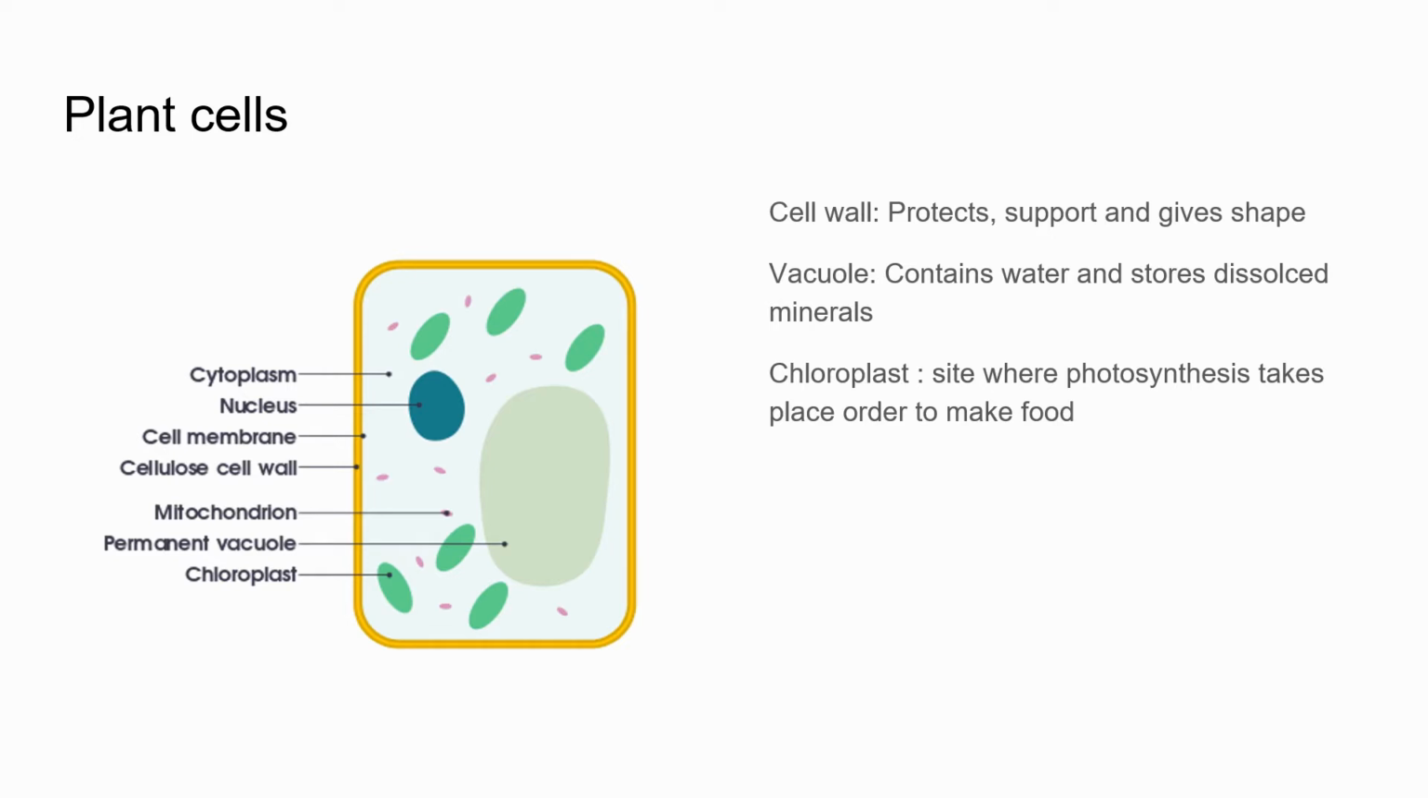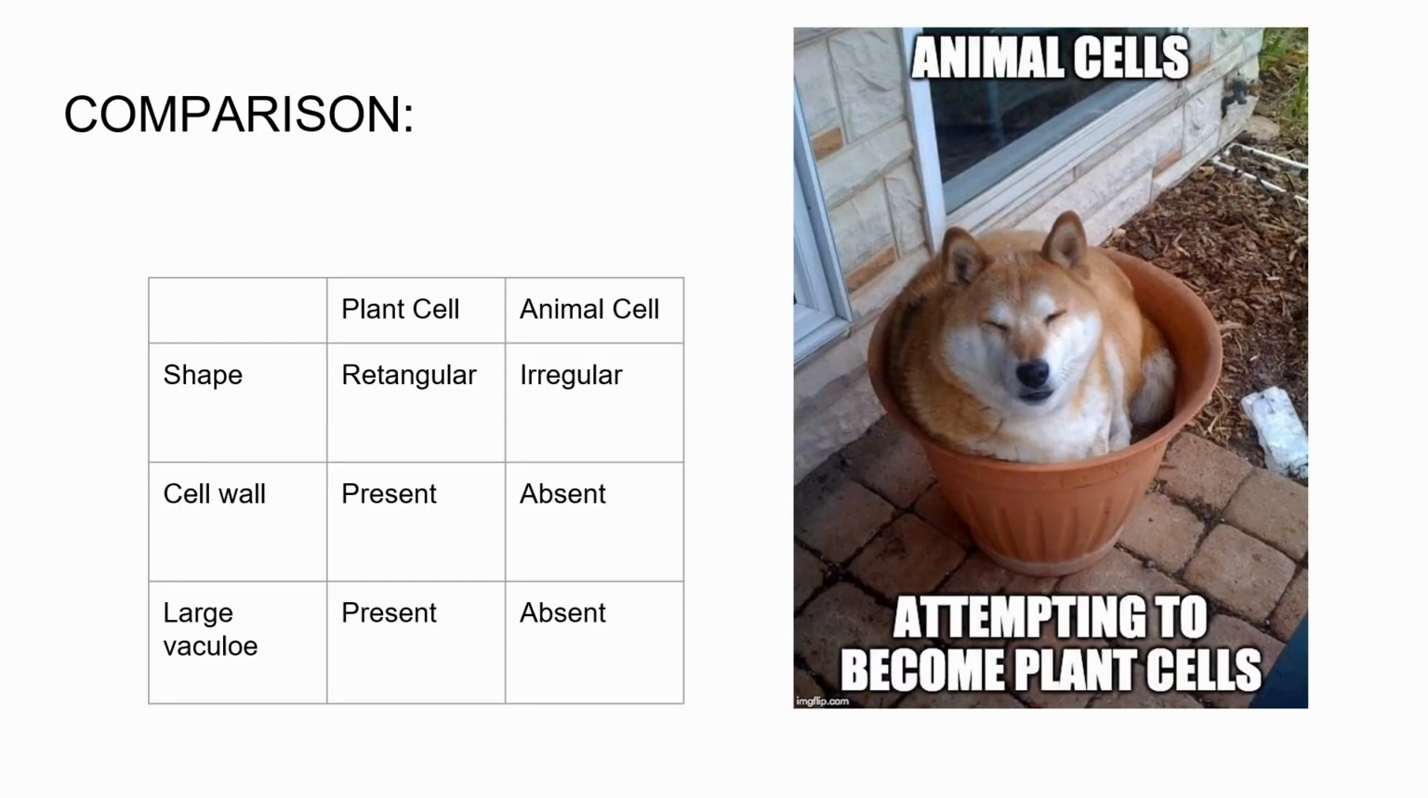So we have a brief comparison between animal cells and plant cells. The shape in plant cells is rectangular or regular basically, and animal cells have an irregular shape. While plant cells have a cell wall to protect them, animal cells don't. And lastly, plant cells contain a large vacuole, and animal cells don't. And yeah, chloroplast too.